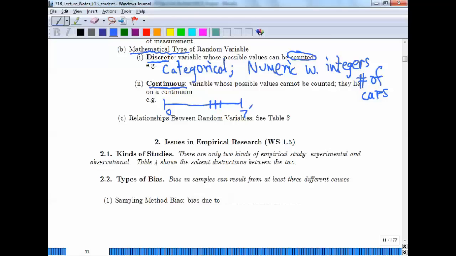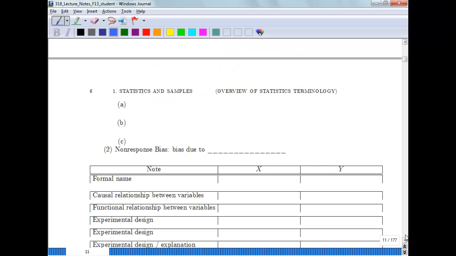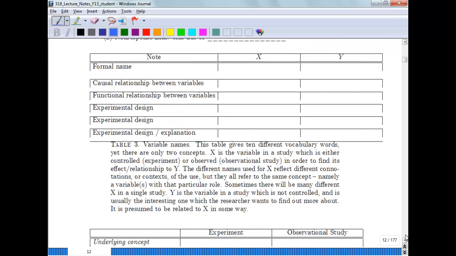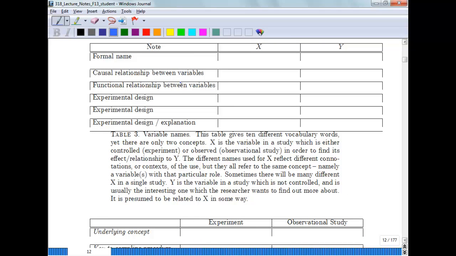All right, let's see. Relationships between random variables. Let's go to table 3. Okay, moving to table 3, I've got it popped up right here. And x is the explanatory variable. Y is the response. Okay, explanatory, response. Now, for a causal relationship, think of x as the independent variable and then y as the dependent variable.